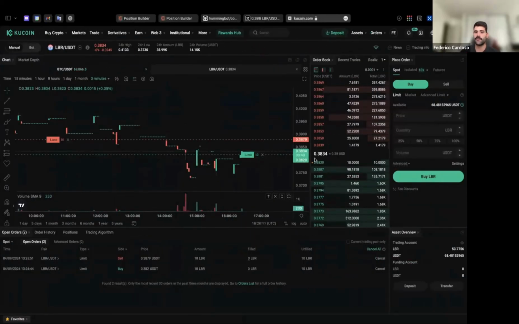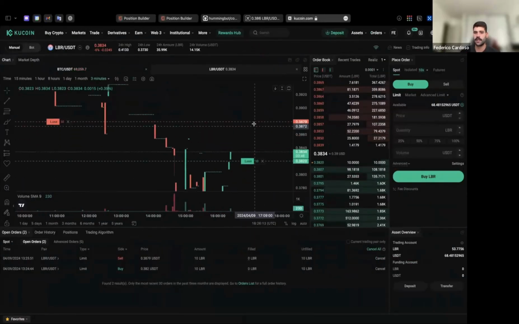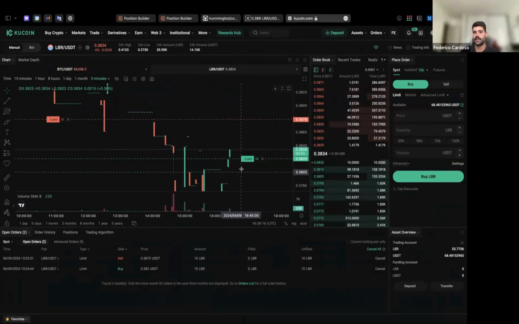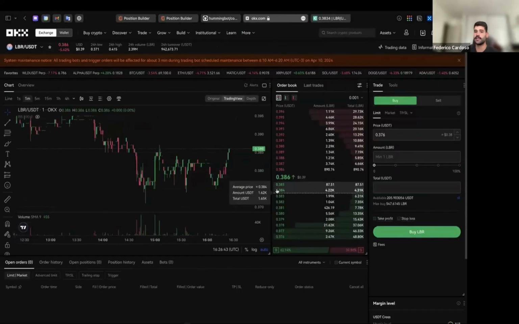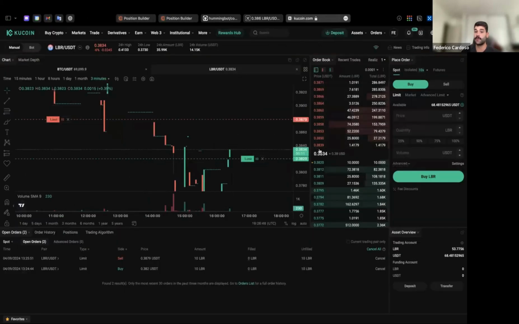If we see this in the chart, you see that here we are placing the orders in KuCoin. And the great thing is that we are on the top of the book. We are the first here waiting for this order to get filled. So if someone goes and sells, then all RB in KuCoin, we are going to do an arbitrage because we are buying at 0.382 and we are going to sell at 0.385. So that spread makes us profitable.